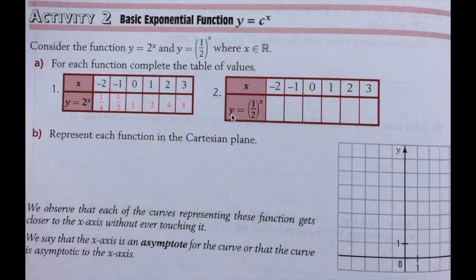Now here, we have y equals 1/2 to the x. So this is like the reciprocal of this, the inverse of this. So watch what happens. If I have 1/2 to the power of -2, that makes it 2 to the power of 2, right? So that negative tells us to flip the 1/2. So we have 2 to the power of 2, which is 4.